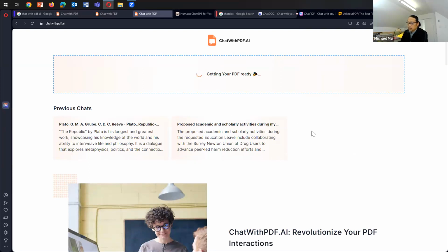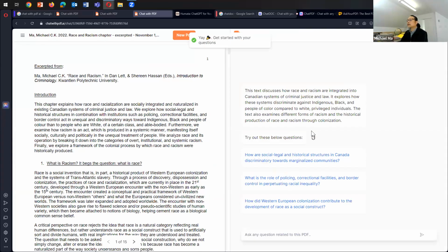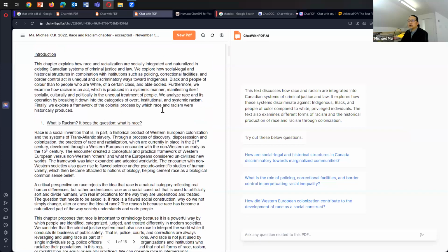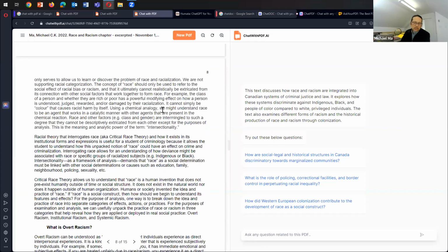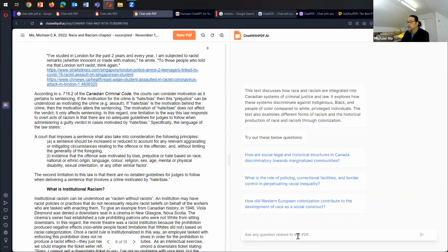So it's getting the PDF ready. It's not fast. So I wonder if it's because of the time that I'm logged in, or whether this slowness of speech is kind of par for the course. Okay, so here is the document on the left, which is what I've written. It's basically introductory text on race and racism. Let's ask, what is this text all about?